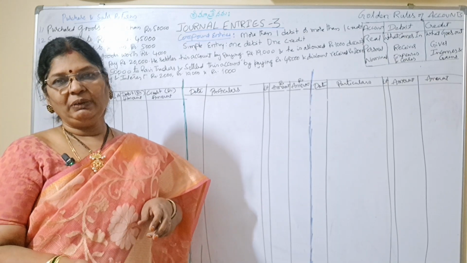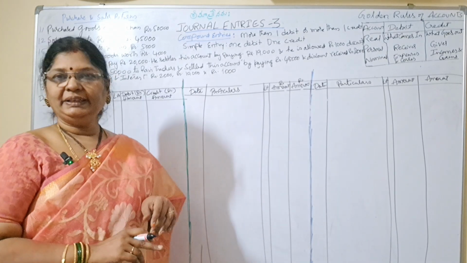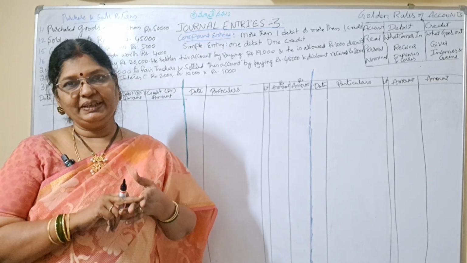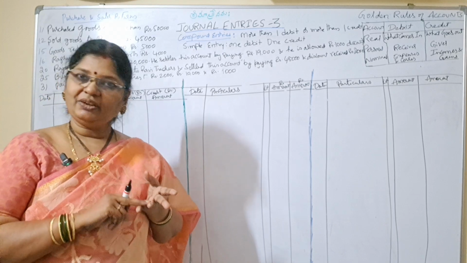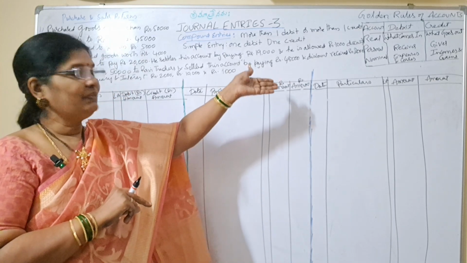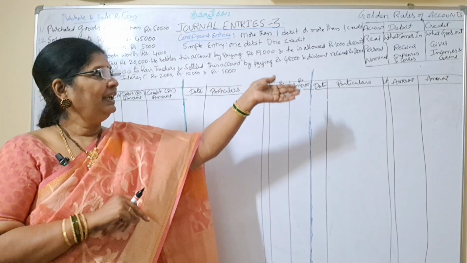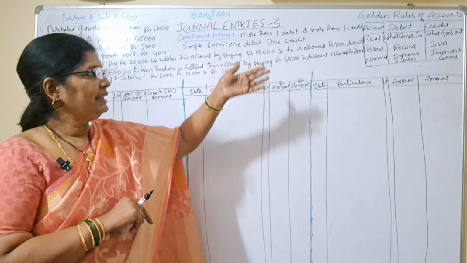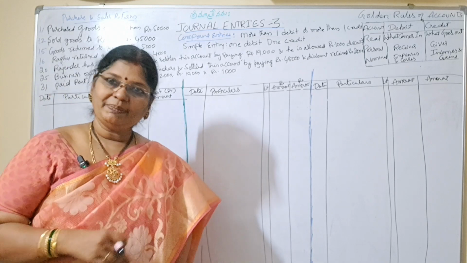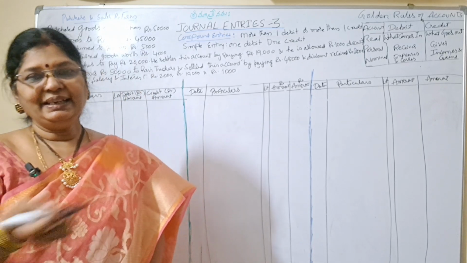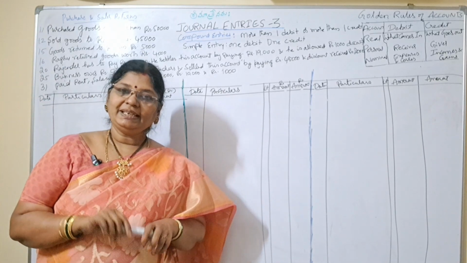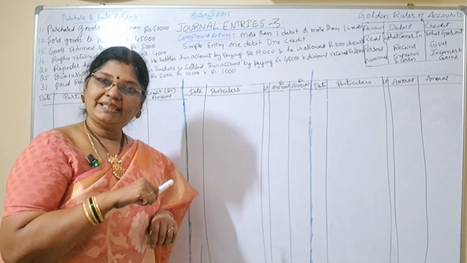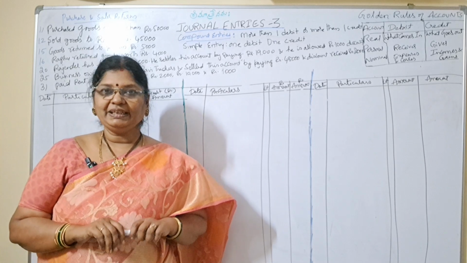Before doing the problem, I will explain the golden rules of accounting once again. There are three types of accounts: real account, personal account, and nominal account. In a real account, debit what comes in and credit what goes out. In a personal account, debit the receiver and credit the giver. In a nominal account, debit all expenses and losses and credit all incomes and gains.